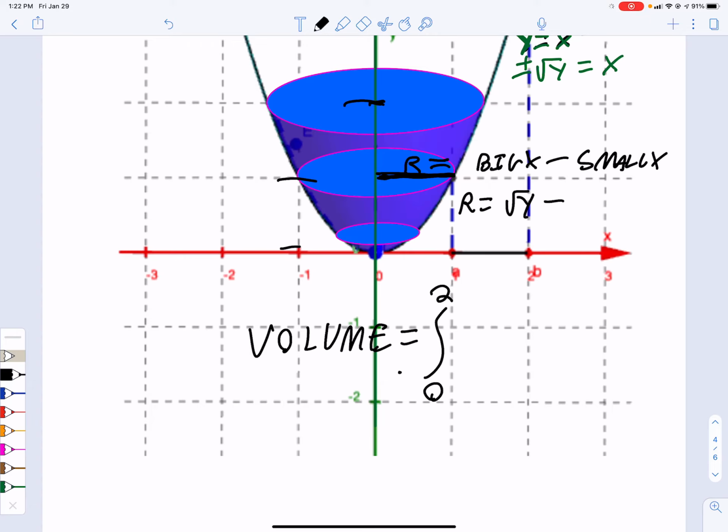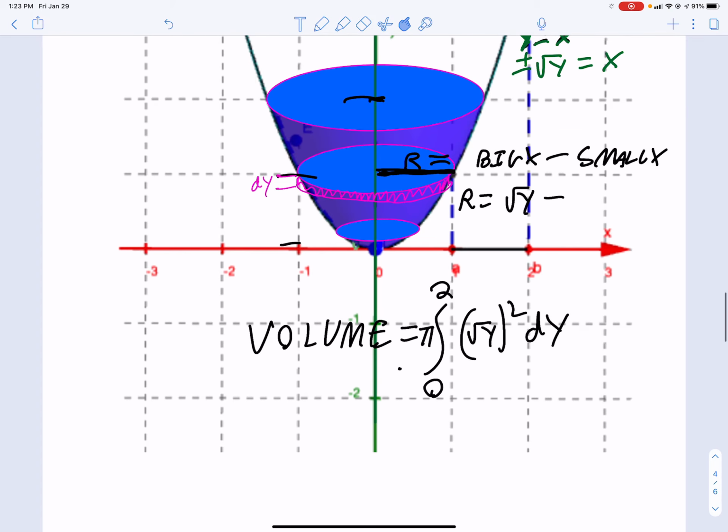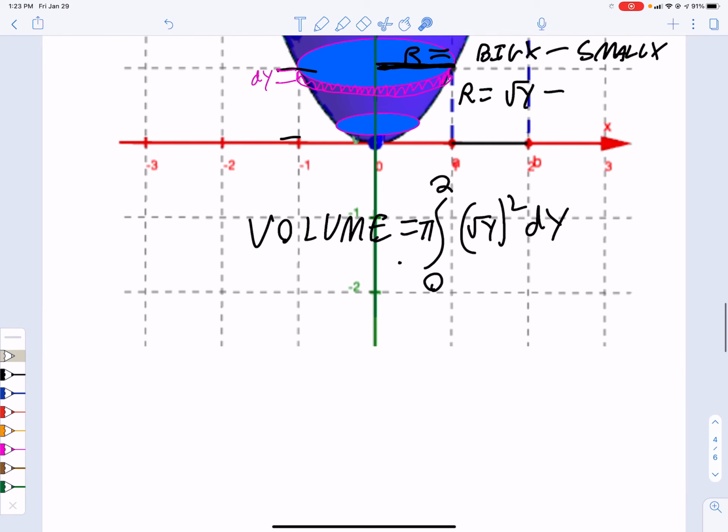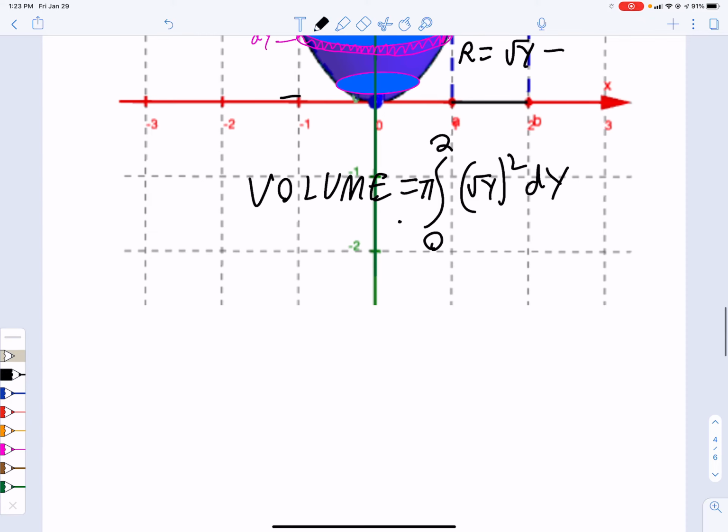And I found my r, so it's pi r radical y squared dy. The thickness of one of these disks, this time the thickness is a change in y, it's dy, because as you move up and down, y changes. So this distance is a change in y. We could actually solve this one. This one's doable.